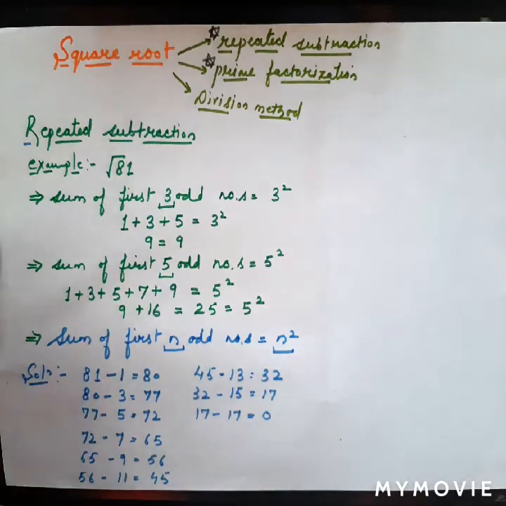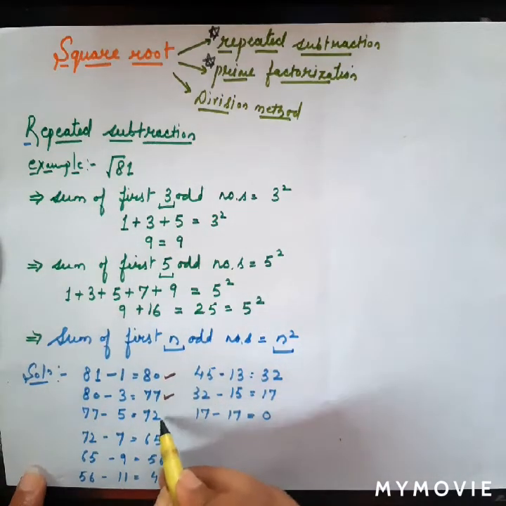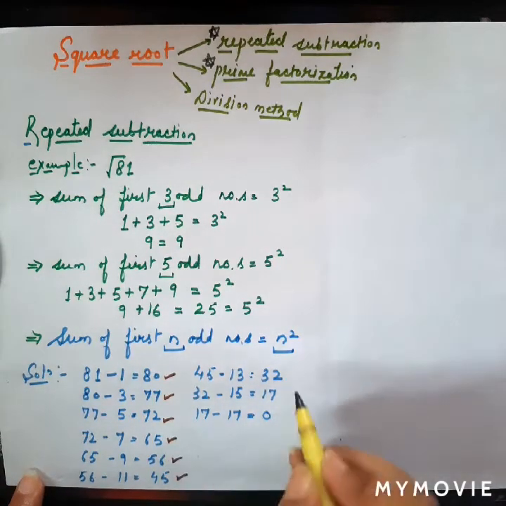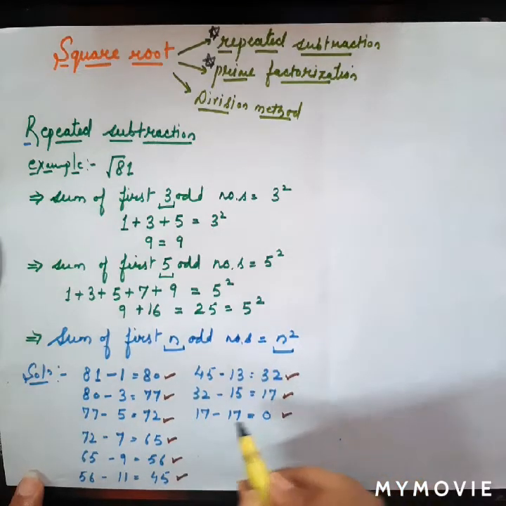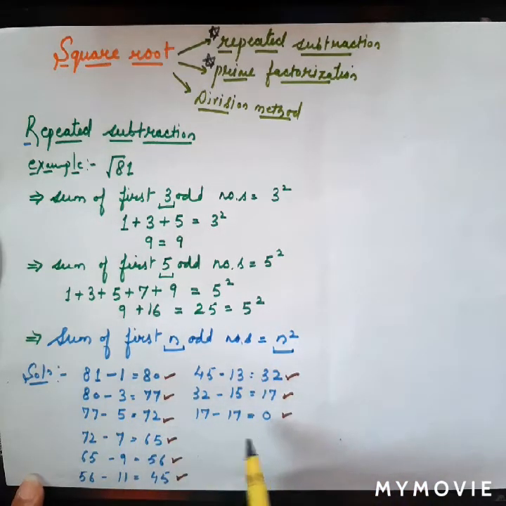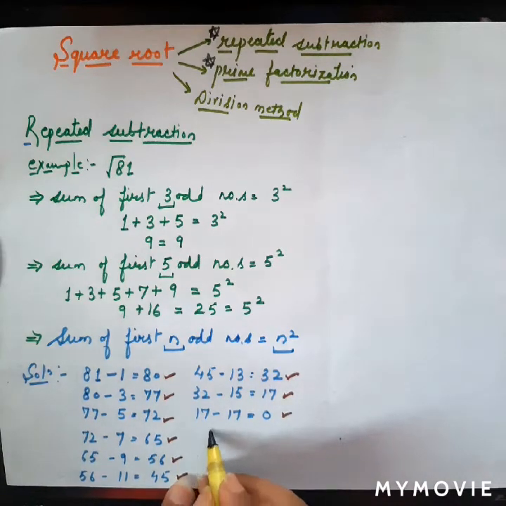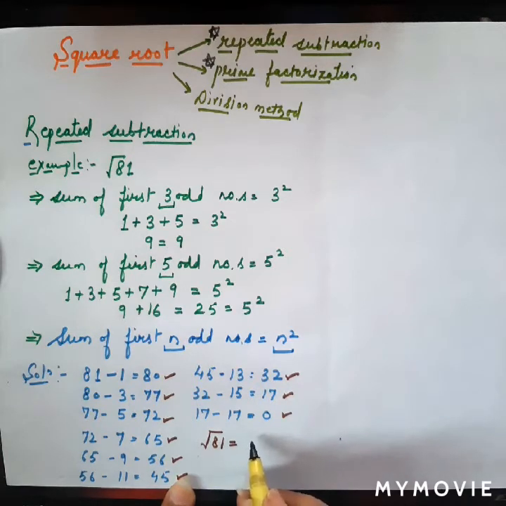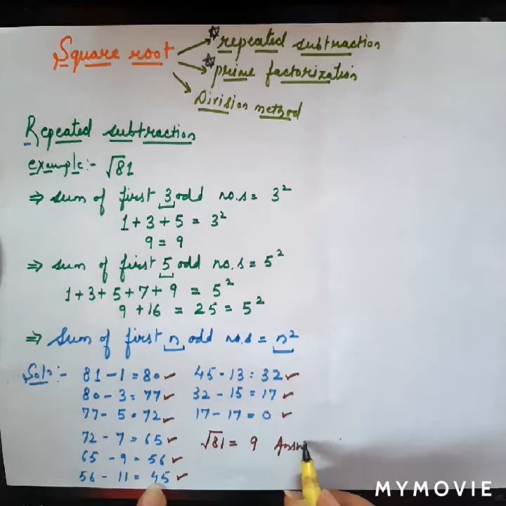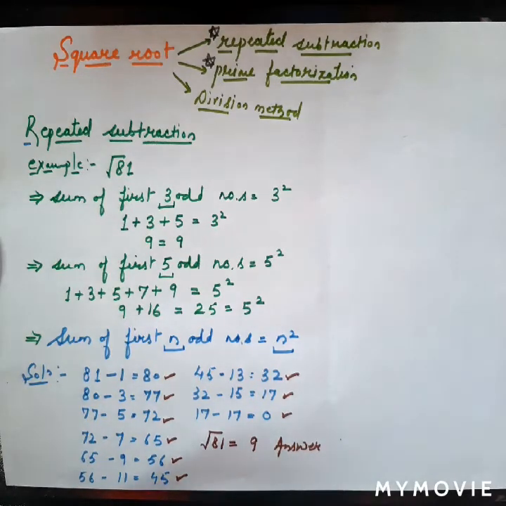So the number of times we have subtracted will give us the value of the square root. This is 1, 2, 3, 4, 5, 6, 7, 8, 9. So we have subtracted 9 odd numbers from the number, then we get 0. So our answer would be 9. The square root of 81 is equal to 9, right? So this will be our answer. In this way we can find the square root of other numbers as well.